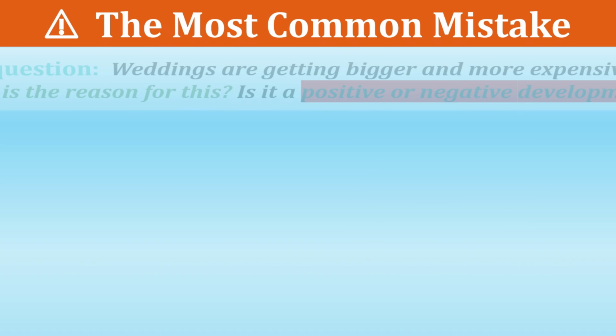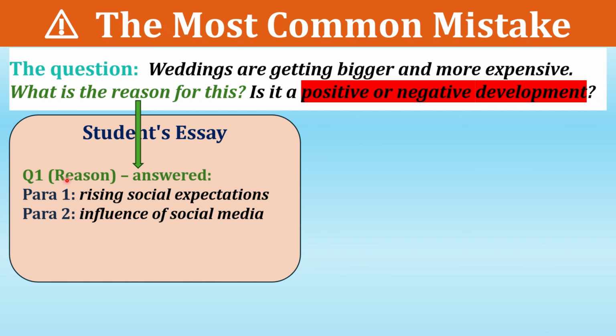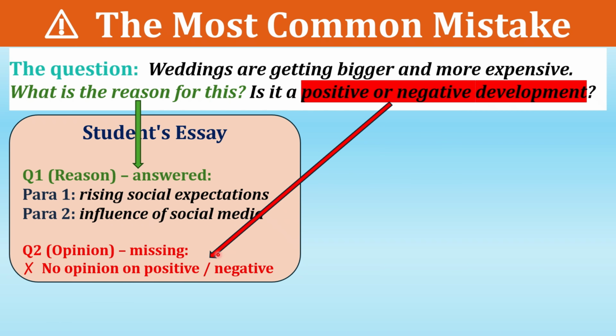This is the single most important point from today's lesson. Here is a common mistake. A student answers the first question well in 2 strong paragraphs. They explain that weddings are becoming bigger and more expensive because of rising social expectations and the influence of social media. The essay is well organized, the vocabulary is strong, and the grammar is accurate. But there's one problem. They never answer the second question. They don't say whether they think it's a positive or negative development.